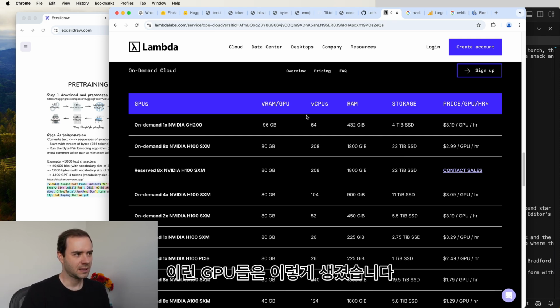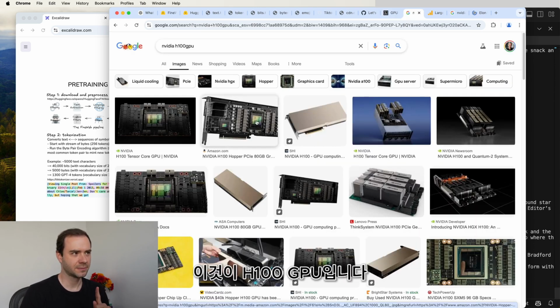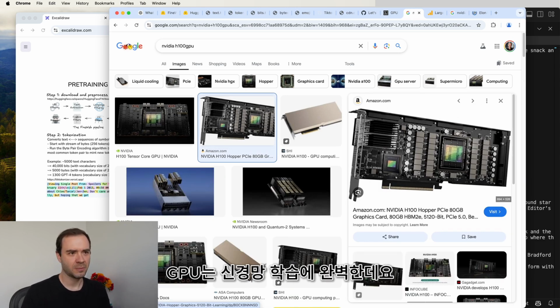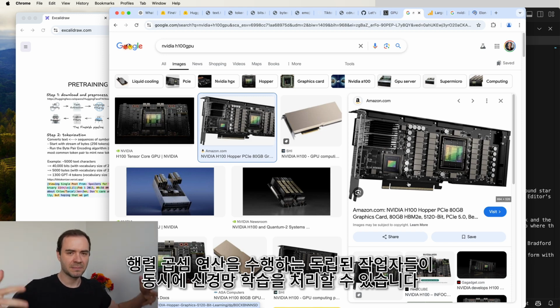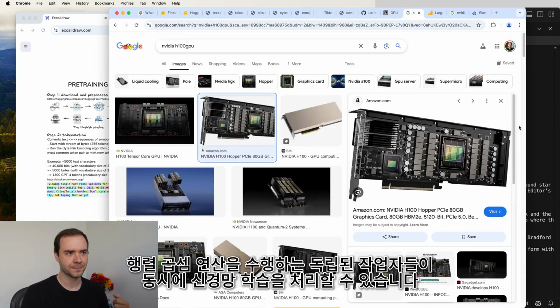And these GPUs, they look like this. So this is one H100 GPU. This is kind of what it looks like, and you slot this into your computer. GPUs are a perfect fit for training neural networks because they are very computationally expensive, but they display a lot of parallelism in the computation. So you can have many independent workers working all at the same time in solving the matrix multiplication that's under the hood of training these neural networks.